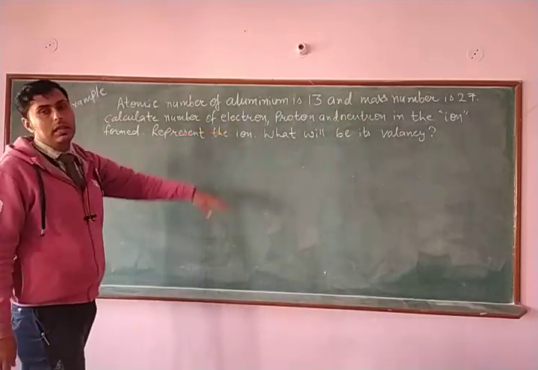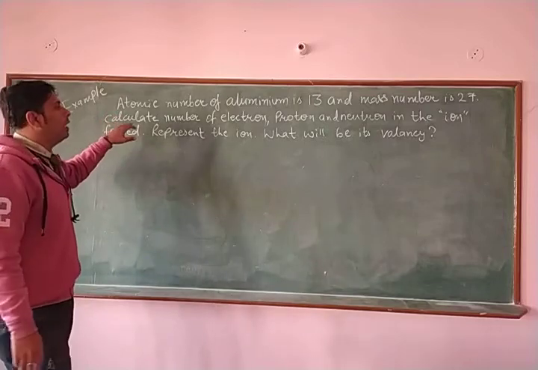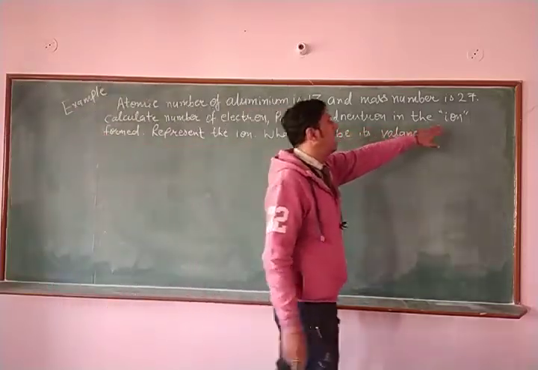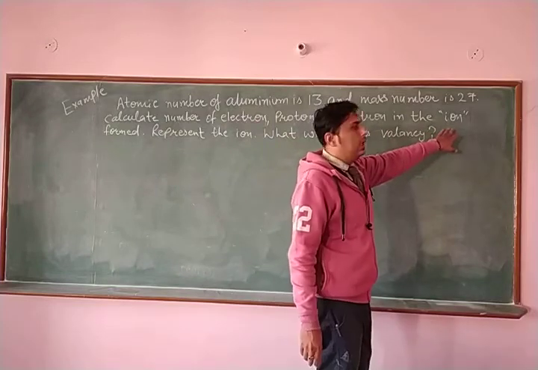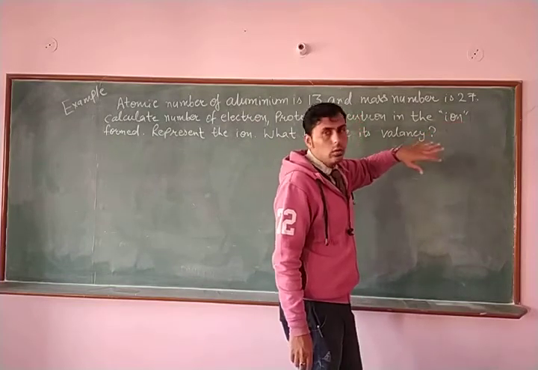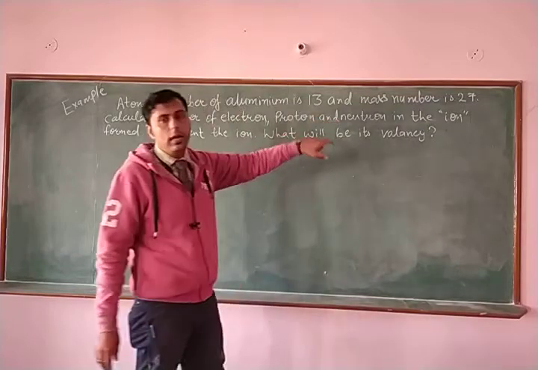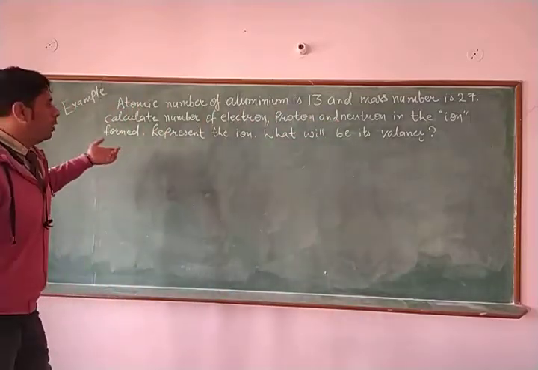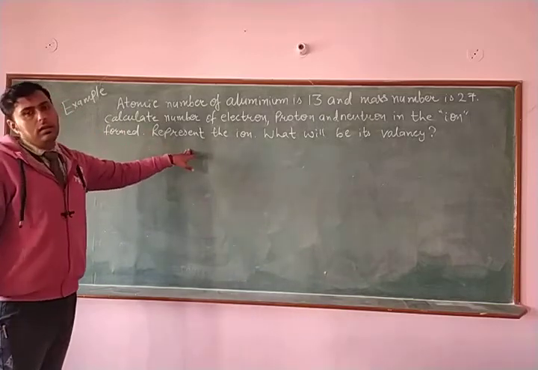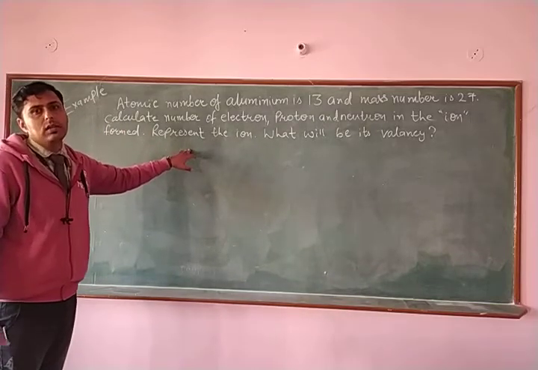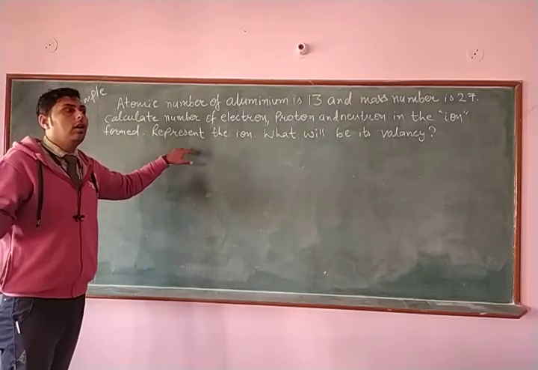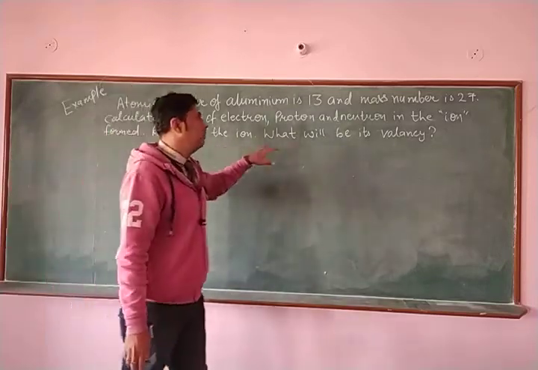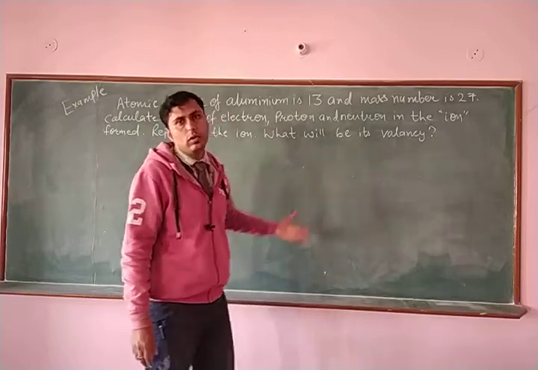What will be the valency? So what you have to calculate? You have to calculate the number of electrons, protons and neutrons in the ion of aluminium. Not in the neutral atom. Represent the ion, because we have to represent the ion. Is the ion a cation or an anion? Okay, you have to show that also. And what will be its valency? You have to show the valency also.